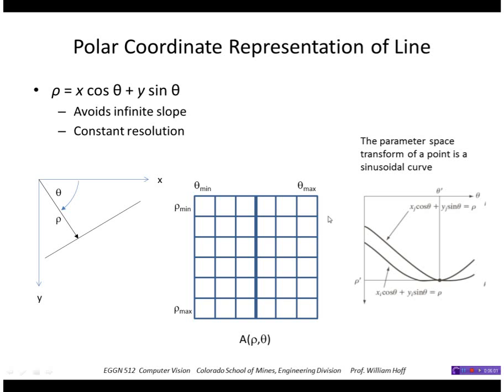And instead of an edge point generating a line in parameter space, it actually generates a sinusoidal curve like this. So the form of the curve is something cos theta plus something sin theta equals rho.